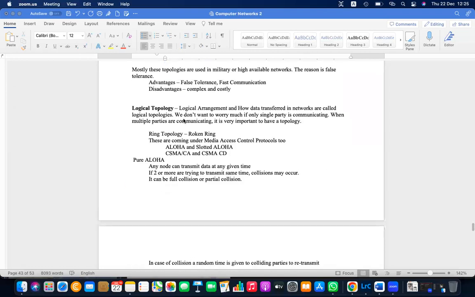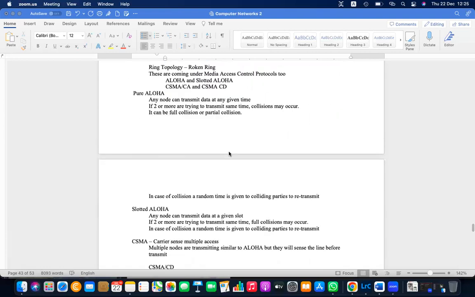Okay, logical topologies. We have discussed CSMA/CA and CSMA/CD. Aloha is not used now, but it is also a logical topology that was used in networking history. In Aloha, any node can start communicating, so when two parties try to communicate, there will be a collision, similar to the CSMA/CD we discussed. But it does not sense the line.